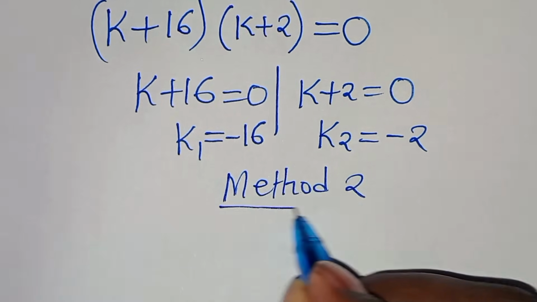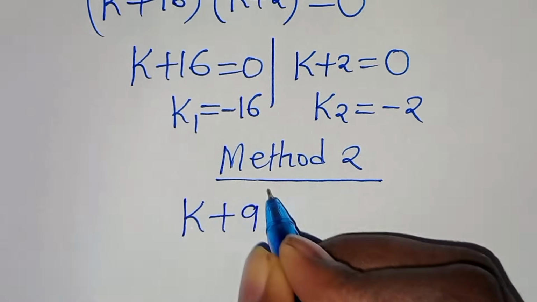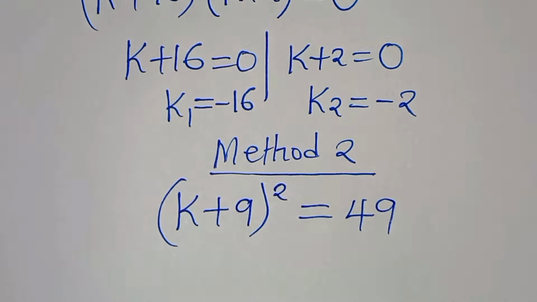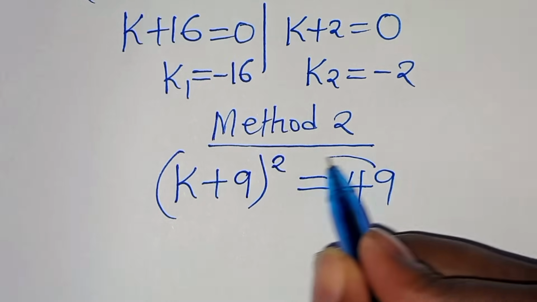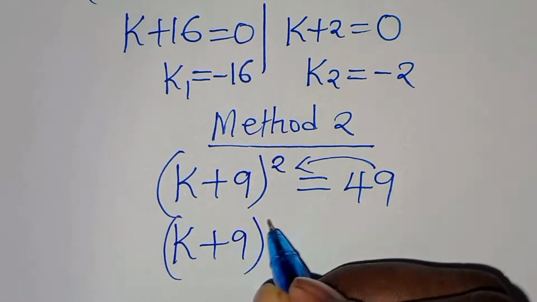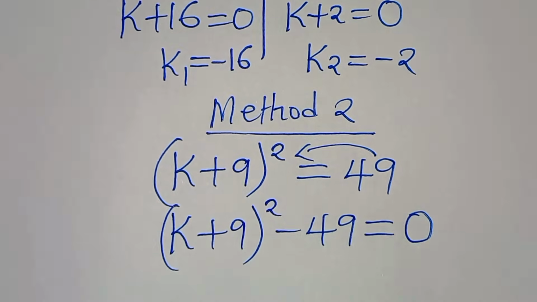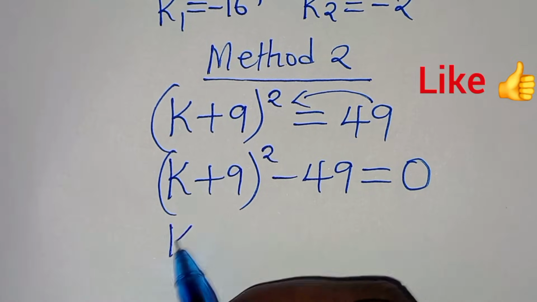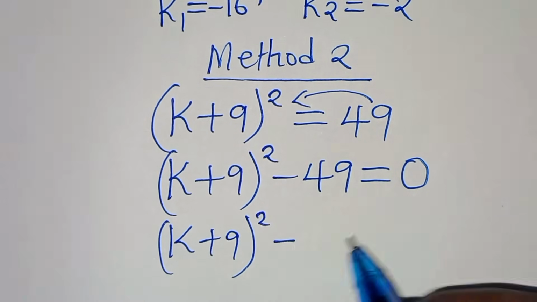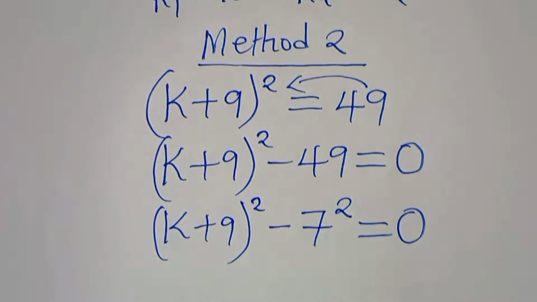Method 2. Now, we have (k + 9)^2 equal to 49. So the first step is to take 49 to the left hand side so that we have (k + 9)^2 minus 49 equal to 0. Now, we have (k + 9)^2 minus 49, which is the same thing as 7^2, equal to 0.